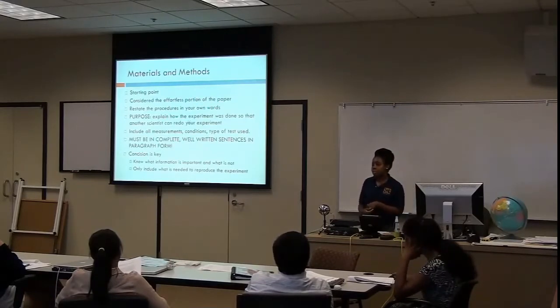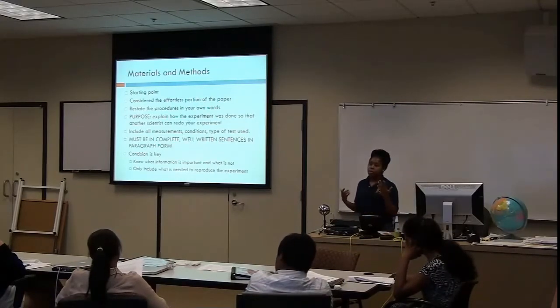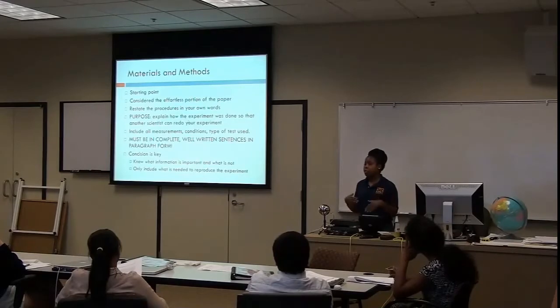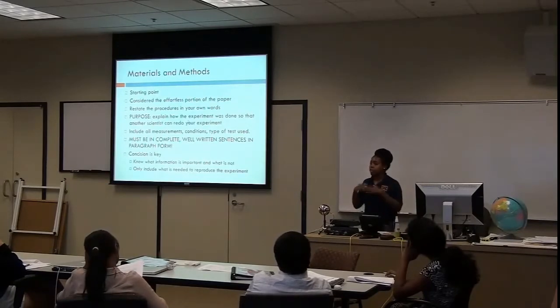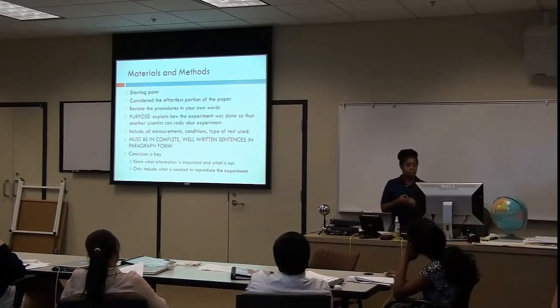So when you're in lab, it's going to tell you to pour 1 to 5 milliliters of water into the beaker. If you poured 1.5, then you put 1.5. If you poured 2.5 or 2.33, then put that. You can't put 1 through 5. This is where accuracy comes into play. So everything that you've done, every little thing, must be in complete, well-written sentences in paragraph form.